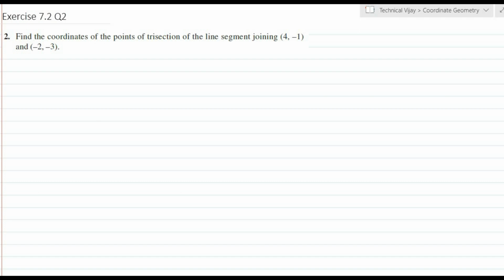Find the coordinates of the points of trisection of the line segment joining (4, minus 1) and (minus 2, minus 3). So here this is 4, minus 1, and here this is minus 2 comma minus 3. Now what he has told, this is a trisection, means we have to divide this line in 3 equal parts. So that is this one and this one. So here 1 is to 1 is to 1, like this, so that this will be trisection.